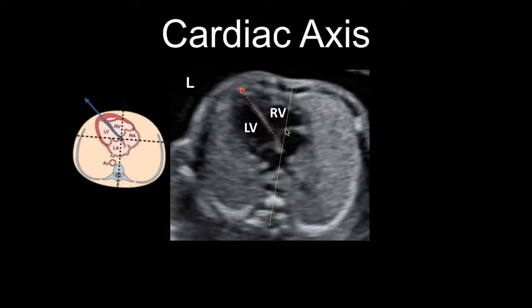So here's how you bisect the chest into two halves. You draw an axis through the long axis of the heart. This angle should be about 45 degrees, plus or minus 20 is the normal range.